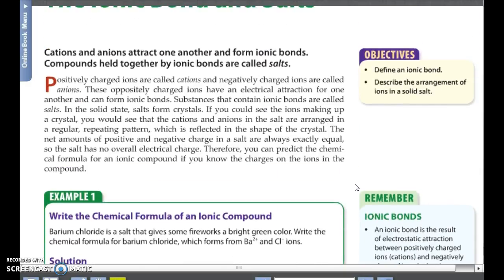All right. So barium chloride is a salt that gives some fireworks a bright green color. Write the chemical formula for barium chloride, which forms from the monatomic ions of barium plus 2 and chlorine minus 1. So hit pause, get your answer.